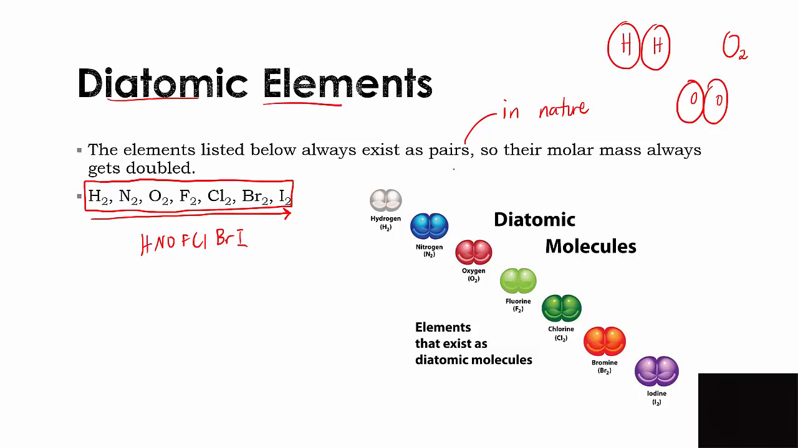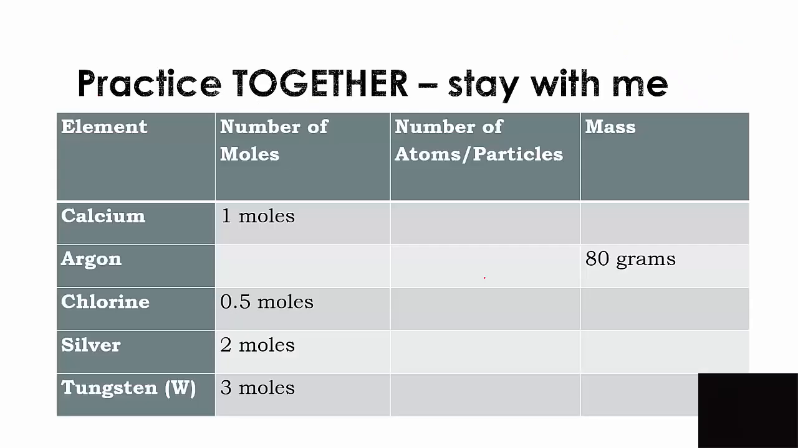These are the elements that always exist in pairs. What that means is that their molar mass is always going to get doubled. Later on, we're going to see an example where I do that. Come back to this if you need to, and remember that those are the diatomic elements. They always exist as pairs. All right, we're going to do a little practice before we do real calculations. These are just some little practice problems to understand the concepts.